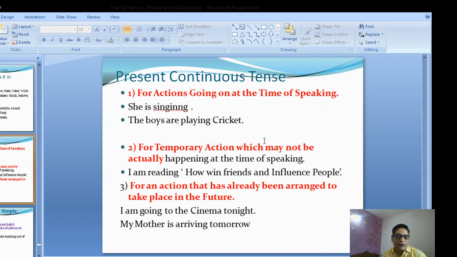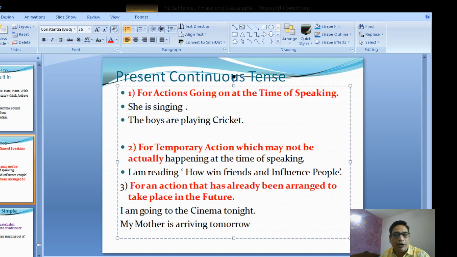So there comes the difference between present simple tense and present continuous tense. Present simple tense is a habit. It may not actually be happening in front of your eyes, but present continuous tense is something that is going on at that moment. So she is singing. The spelling is wrong over here, I'll correct it. The boys are playing cricket. It's happening in front of my eyes, and it is going to stop after some time. So that is the difference between present simple and present continuous.